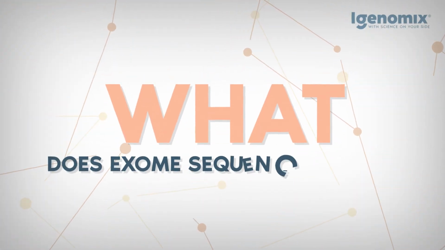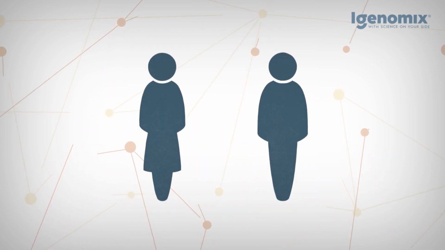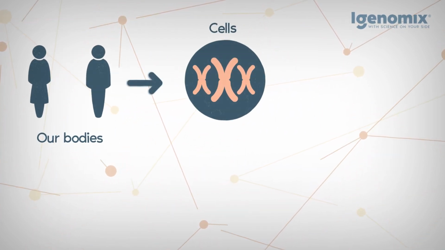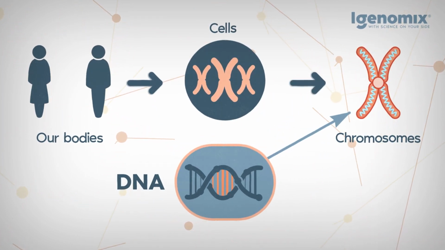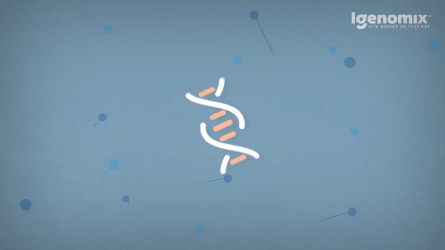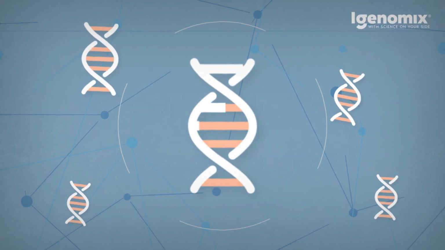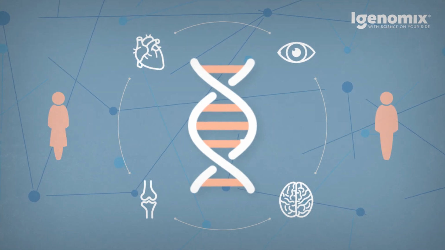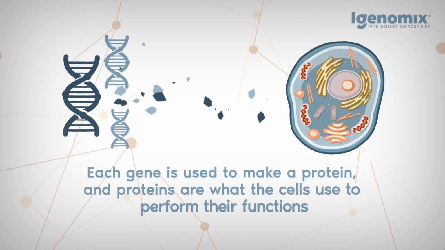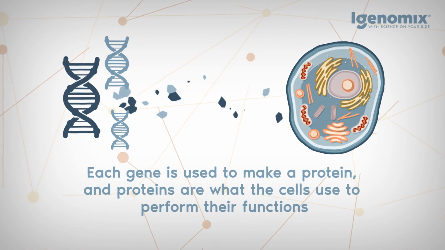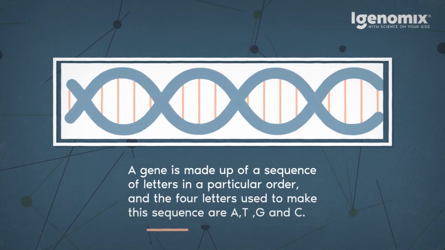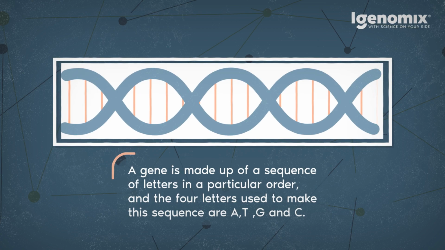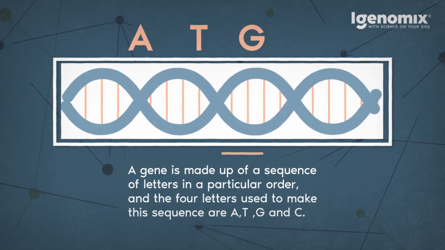What does exome sequencing mean? Our bodies are made up of millions and millions of cells. All the cells in our bodies contain genetic material called DNA, which is packaged in structures called chromosomes. Our DNA is divided into thousands of genes, and our genes are the sets of instructions that tell our bodies how to grow and function. Each gene is used to make a protein, and proteins are what the cells use to perform their functions. A gene is made up of a sequence of letters in a particular order, and the 4 letters used to make this sequence are A, T, G, and C.